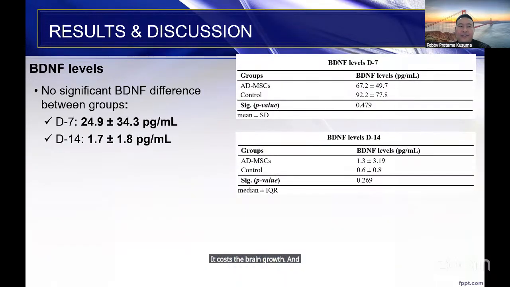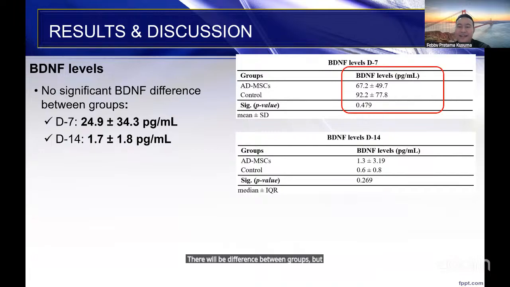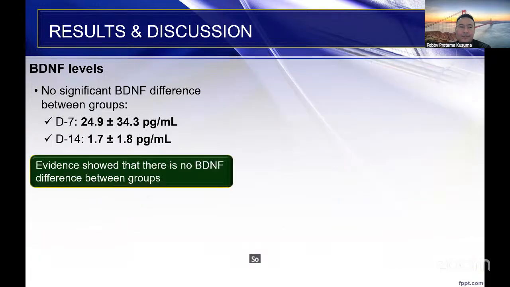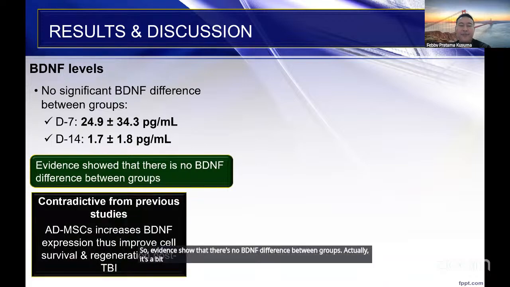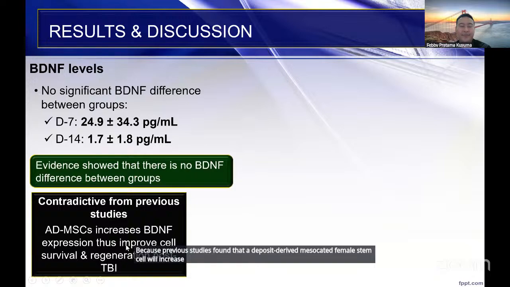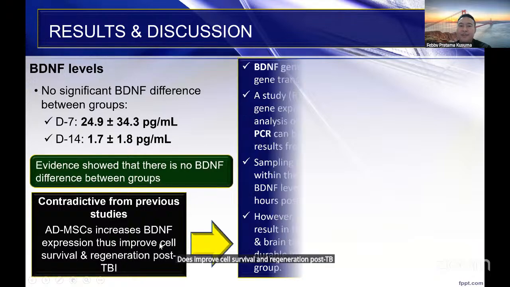And we evaluated the BDNF level. Actually, we expected that there would be a difference between groups, but this study found no significant BDNF difference between groups. So the evidence shows that there is no BDNF difference between groups. Actually, it is a bit contradictory to previous studies, because previous studies found that adipocyte-derived mesenchymal stem cells will increase BDNF expression, thus improving cell survival and regeneration post-TBI.